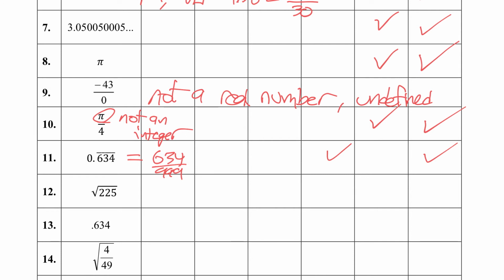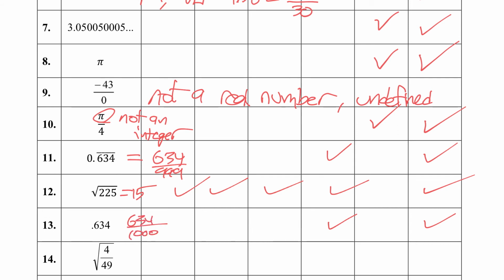Square root of 225, you might be tempted to say is irrational because of the square root. But if you actually take the square root, you'll just find the number is 15. So because this simplifies to 15, well, that's a whole number, and a natural number, and an integer, and a rational, and a real. 0.634 will be rational and real because you could write it as 634 over 1,000.